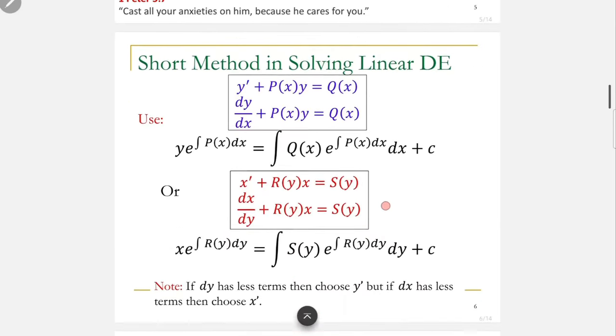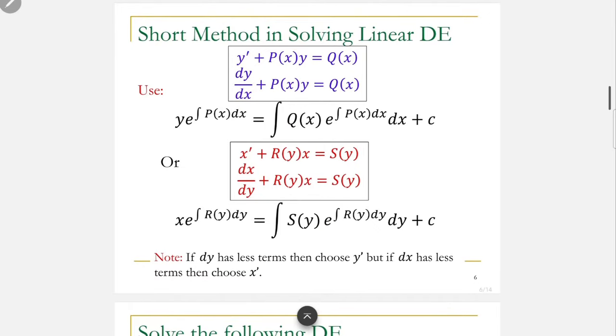There is a short method in solving linear DE, one formula. The formula for linear in y is y times e to the integral of p of x dx equals the integral of q of x times e to the integral of p of x dx plus c. For linear in x, the formula is x times e to the integral of r of y dy equals the integral of s of y times e to the integral of r of y dy plus c.